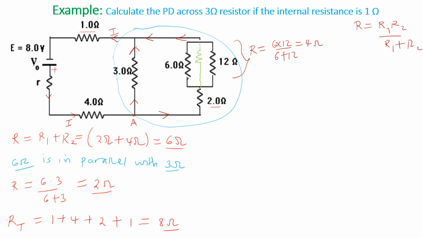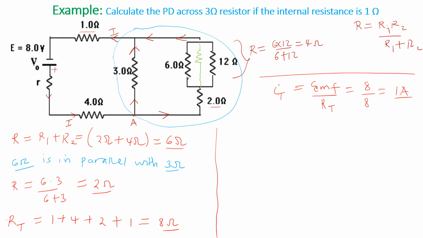Remember, that's not what we are looking for. We are looking for the PD across the 3 ohm resistor. We can first find the total current, I total, which is EMF divided by the total resistance in the circuit. The EMF of the battery is given as 8, divided by the total resistance, which is 8. That gives 1 ampere. So 1 ampere is flowing through the circuit as the total current. That I total is the one represented as I on the diagram, as I explained before.